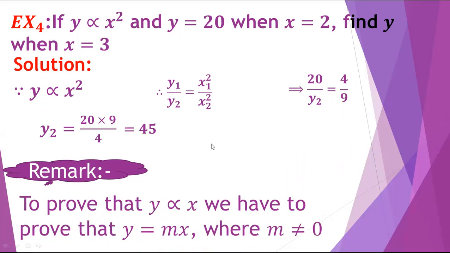Remark: how can we prove that y varies directly as x? When we have to prove that y equals mx, where m doesn't equal 0, then we prove that y varies directly as x.